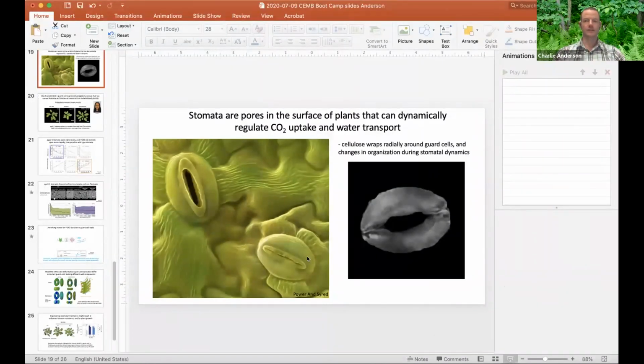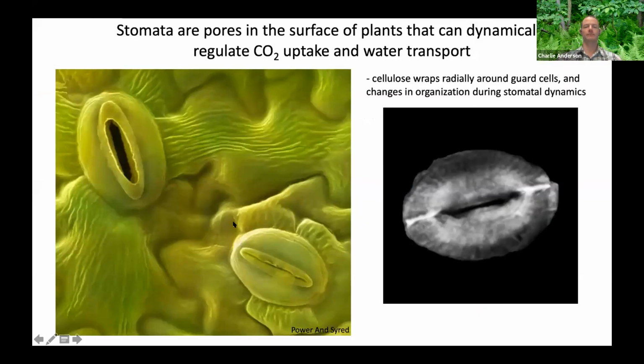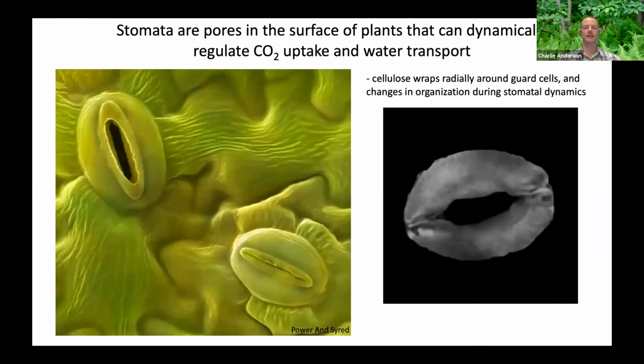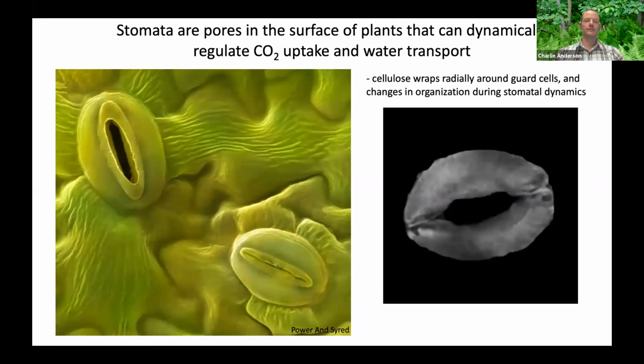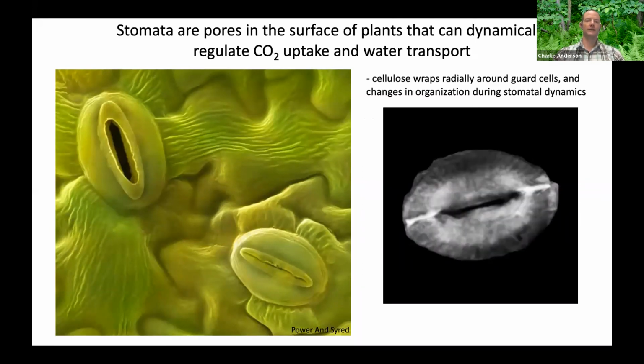All right, so I'm going to spend just a couple of minutes talking about how we're trying to understand the mechanobiology of the cell wall in stomatal guard cells. And we have two RU students working on this project as part of the CMB, Emily and Mythili. So stomata are pores in the surface of plants that can open and close to control the uptake of CO2 and the loss of water from the plant surface.